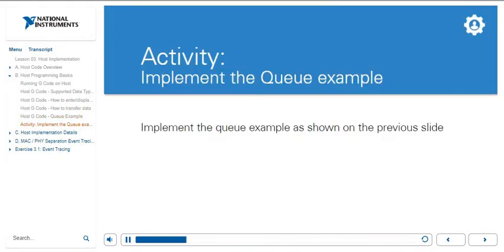All right, now let's go through an activity. Implement the queue example as shown on the previous slide, and play around with transmitting data between different loops running on your host.